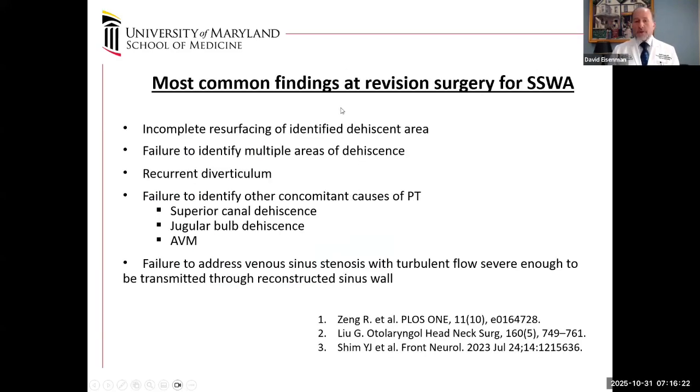There are failures. The most common causes are incomplete resurfacing or failure to identify multiple areas of dehiscence. That's why you really need to see everything. Don't just zoom in on the diverticulum and go for it. You have to have a broader view to make sure you're not missing something else. And then, of course, failure to identify other potential contributors. And then in some people, they can have a transverse sinus stenosis causing a sound that's so loud that even when you reconstruct it, they can hear it through that reconstruction, right? My door is closed right now.